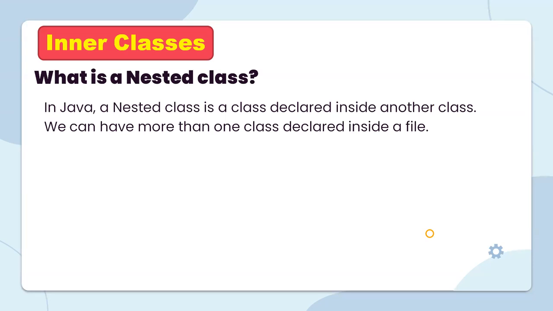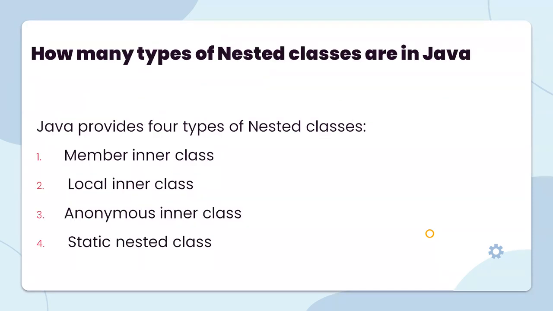Now, the next topic is inner classes. Some questions related to inner classes. Let's see. Okay, what is a nested class? In Java, a nested class is a class declared inside another class. We can have more than one class declared inside the outer class.